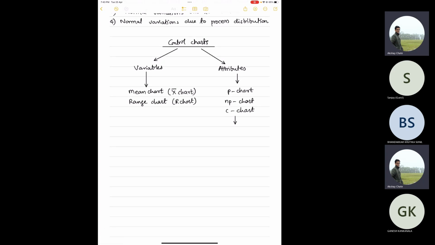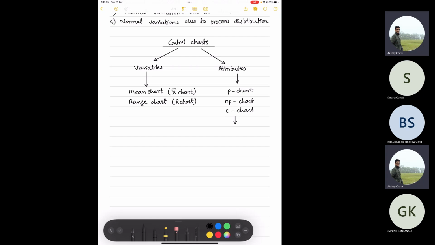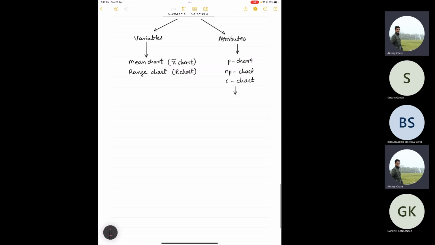Maybe I'll use a different color. So the P chart is for the proportion of defectives or non-conformatives, whatever you want to call it. From P you can remember P is for proportion. Maybe you can call it proportion or fraction, but the P chart is the proportion of defective units.